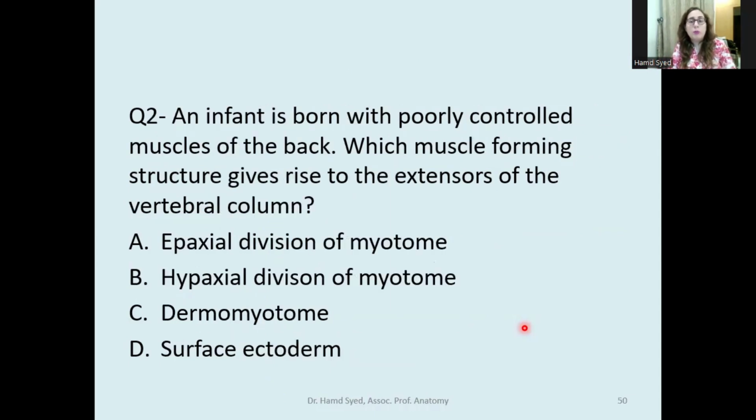Now, an infant is born with poorly controlled muscles of the back. Which muscle-forming structure gives rise to the extensors of the vertebral column? While we were talking about formation of muscles, we discussed that the muscles of the back belong to the category of the epaxial muscles. So the epaxial division of the myotome will give rise to muscles of the back. So A is the correct answer for this MCQ.